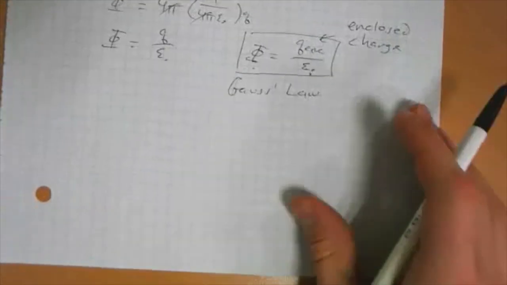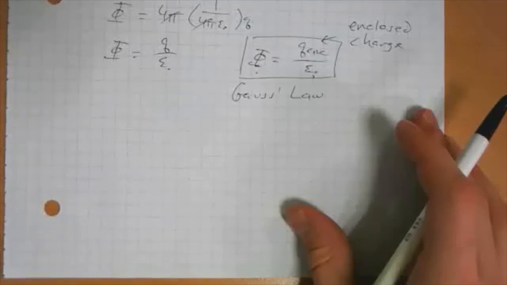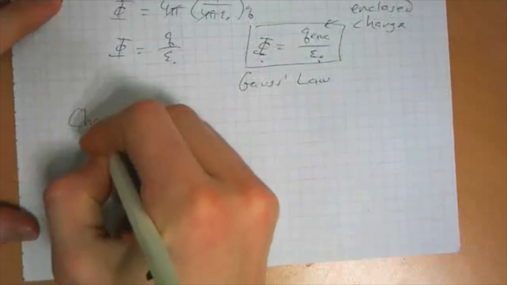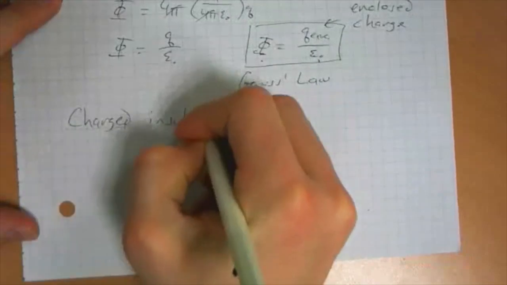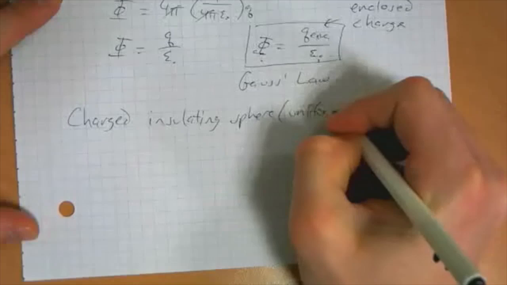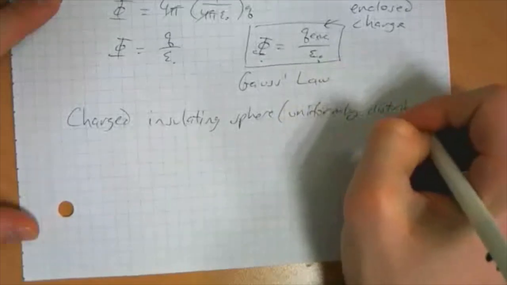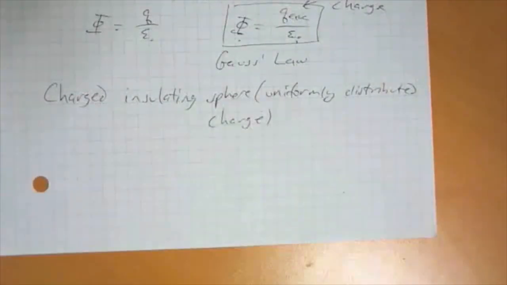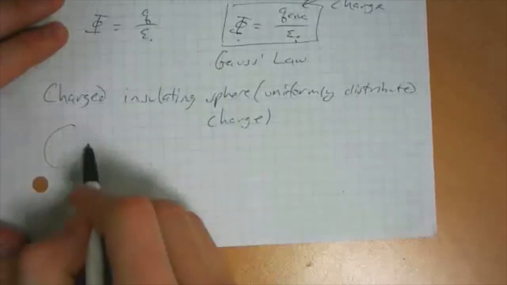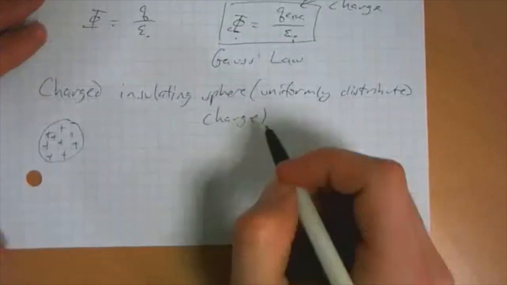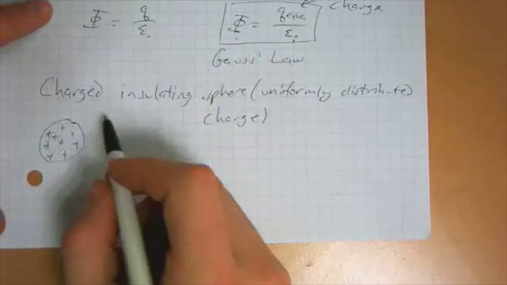And we can use Gauss's law to find the electric field of charge distributions that we don't really know much about. So for example, let's say we have a charged insulating sphere with uniformly distributed charge. Now, if this was a conducting sphere, all the charge would be on the surface. But since it's an insulating sphere, the charge is uniformly spread out throughout its whole volume. Let's say this sphere has total charge big Q.